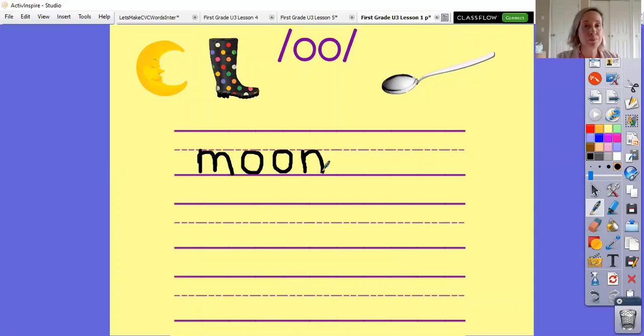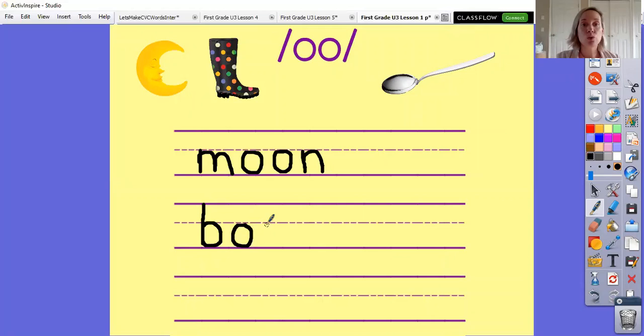Moon. What about this? This is a boot. What's the first sound we hear? B. So that's the letter B. Remember, the B goes this way. If it went the other way, it would be a D. So B, and there's our ooh.